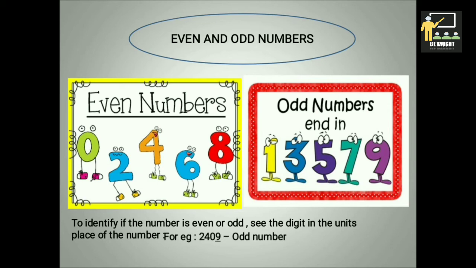2,409. Now 9 is in the units place. So 9 is an odd number. So the full number, that is 2,409, will be an odd number. 10,316. Here 6 is in the units place and 6 is an even number. So the full number, that is 10,316, will be an even number.